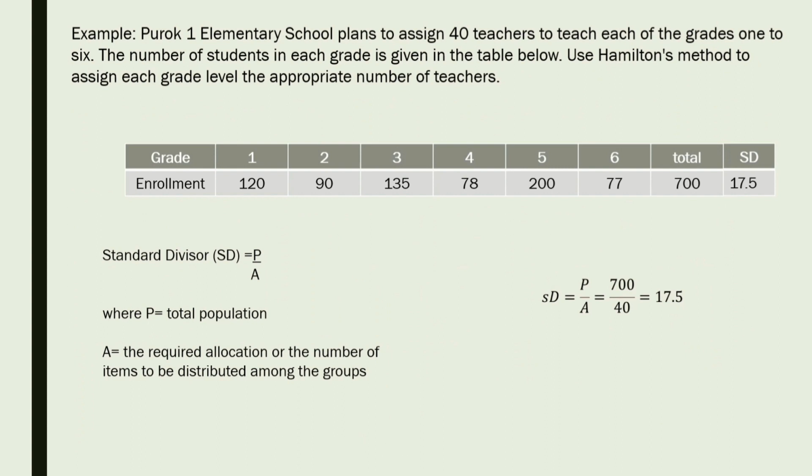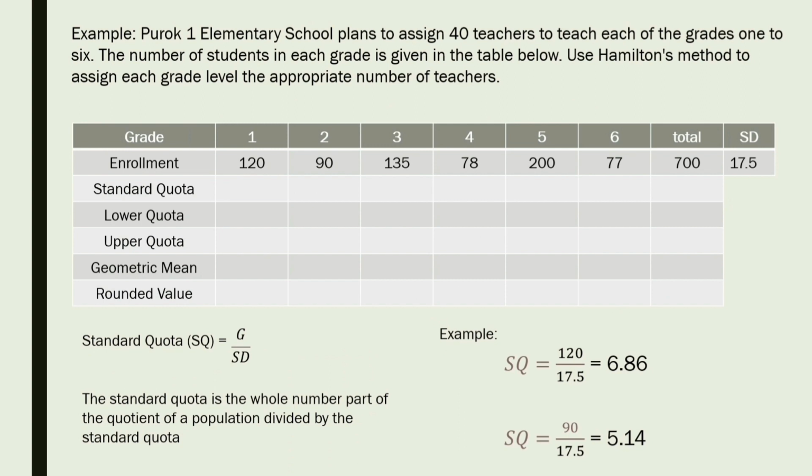For example, Purok 1 Elementary School plans to assign 40 teachers to teach each of grades 1 to 6. The number of students in each grade is given in the table below. First, we're going to take the standard divisor, where P is the total population and A is the required allocation, or the number of items to be distributed among the groups. The standard divisor equals the total number of students over the required allocation, or P over A. There are 40 teachers to assign, so we have 17.5 as the standard divisor.